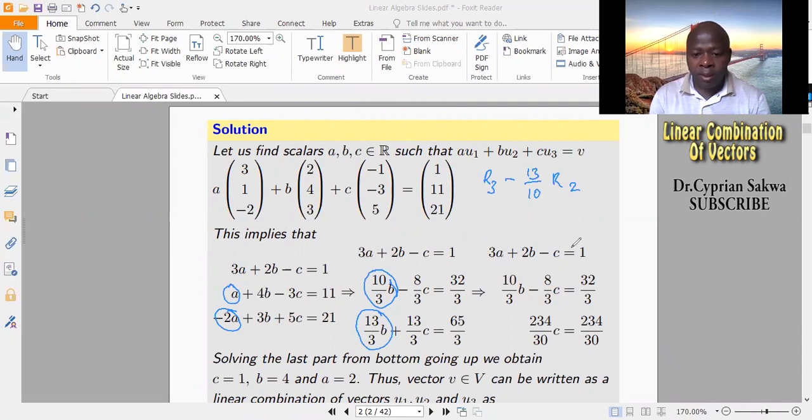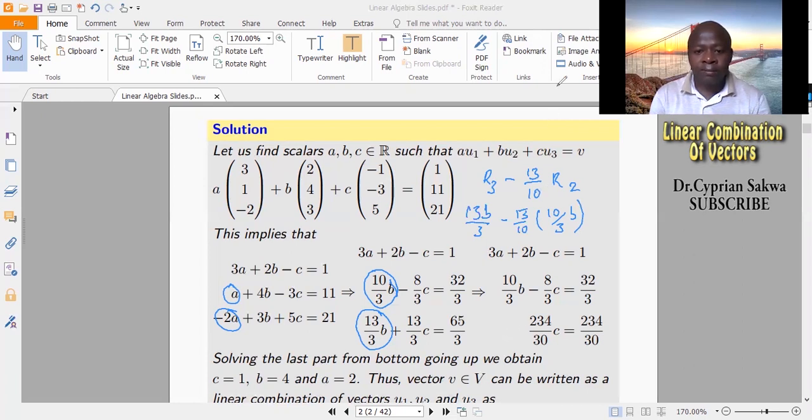The first row remains where it is. The second row remains where it is. It's the third row that I want a 0 in this position. So I take row 3, that is 13b over 3 minus 13 over 10 of row 2, which is 10 over 3b. So this gives me 0 in this position. So you can see a 0 there.